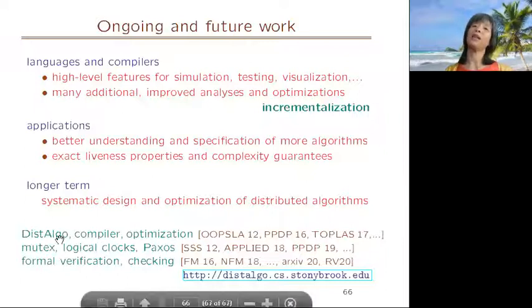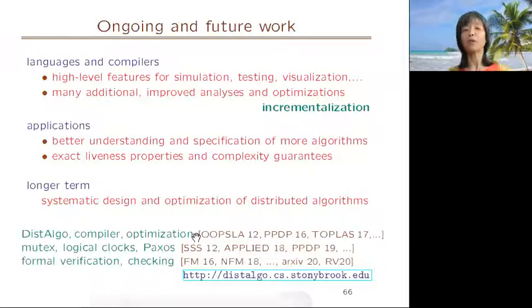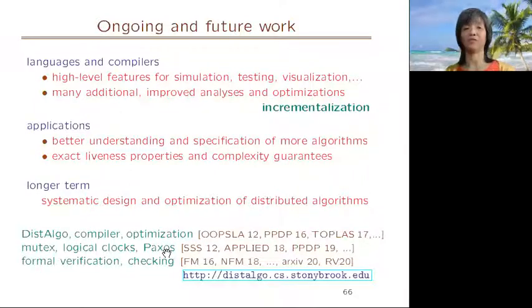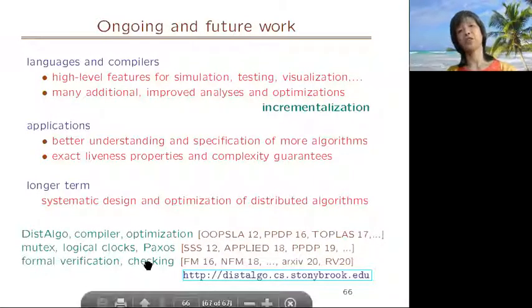So if you're interested in compilers, we don't have time to talk about it all. And these are some papers on mutual exclusion, logical clock, and Paxos, so these are well-known algorithms. But when we write them in this algo, we actually find improvements, both safety and liveness, to previous descriptions and specifications, okay? And formal verification and checking. And this is our paper, and this is our website.